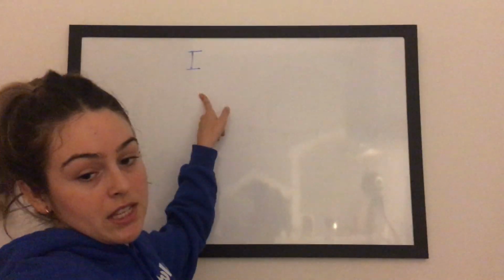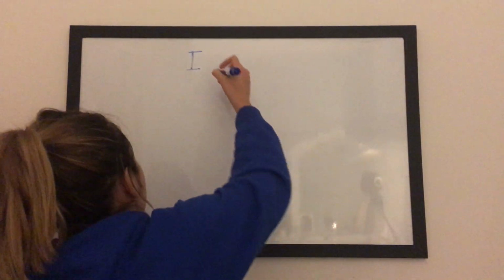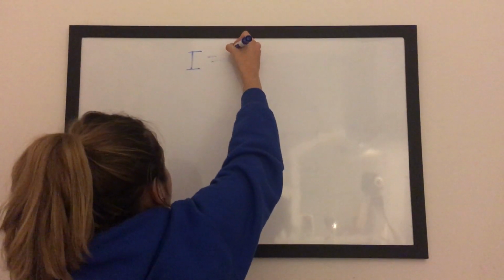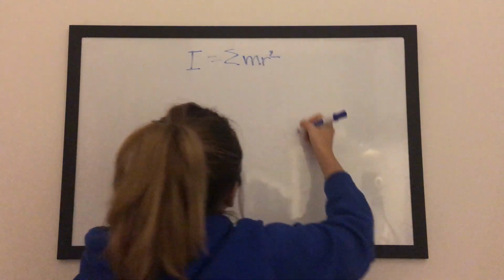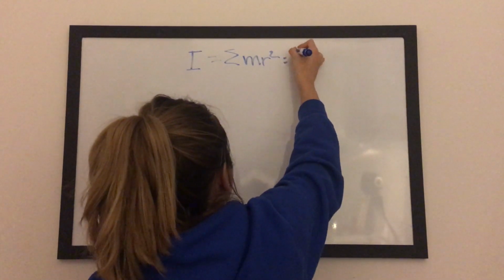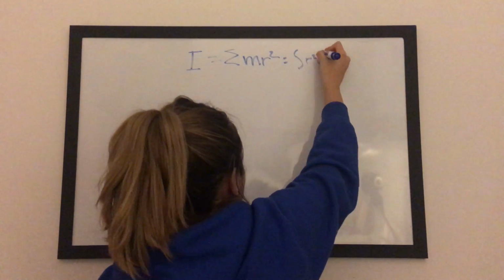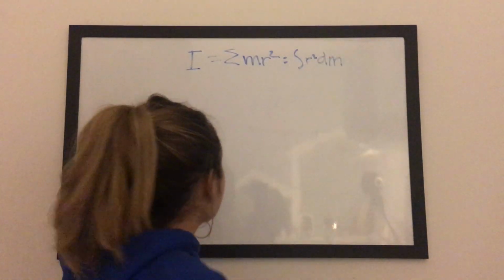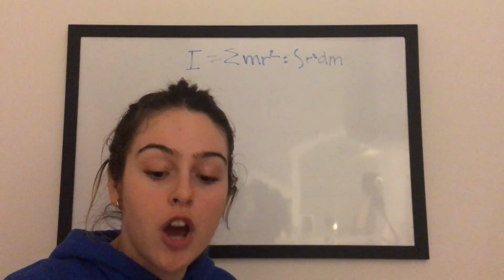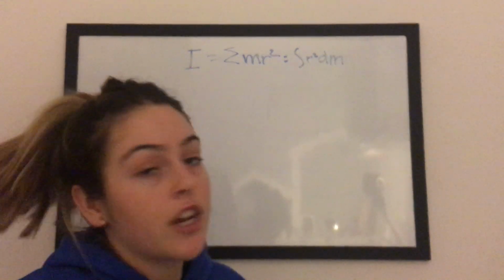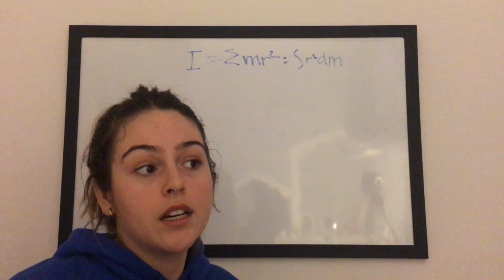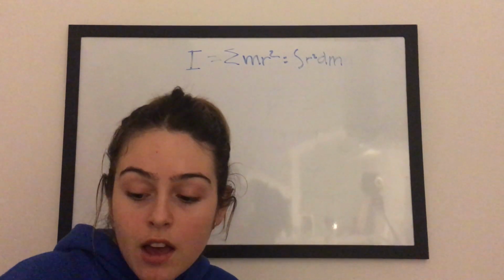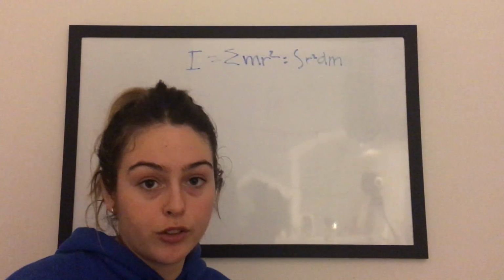Okay, so going back to moment of inertia, which is denoted by this symbol, the formula is the sum of mr squared, which is equal to the integral of r squared dm. So now that we know the formula for inertia and we have an understanding for what the formula is, I'm going to go ahead and talk about angular momentum.